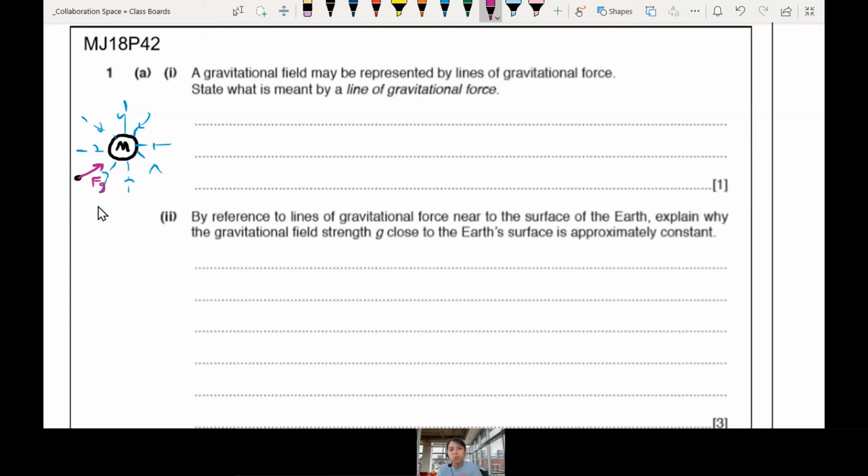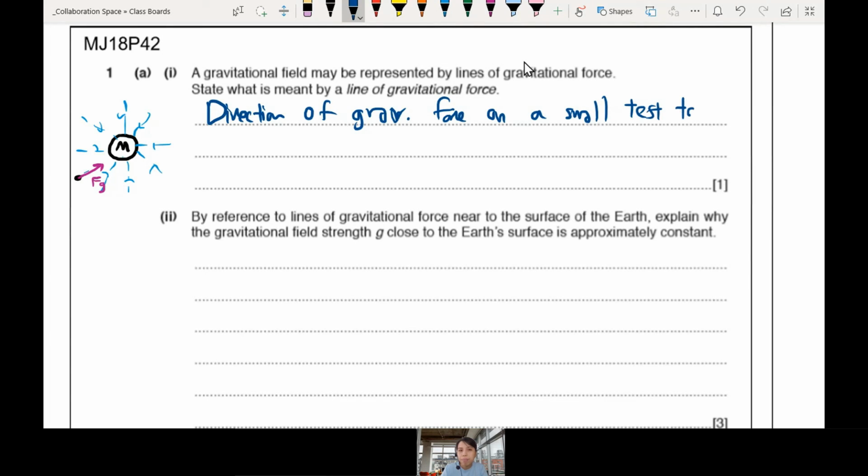So what's the arrow do? It just shows you where the mass will go, or the direction of force on the mass. So here you can explain it as this line of gravitational force, this purple color line, is the direction of gravitational force on a small test mass. What am I writing? Test mass, yeah.